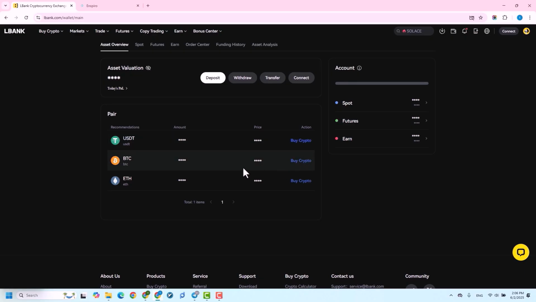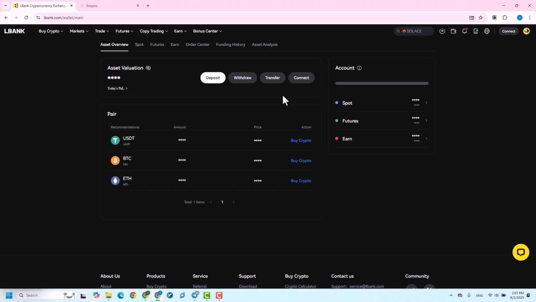Keep in mind that this section is very important for real-time evaluation of your investment value, and you can enter each tab separately for a more detailed review. For example, you can check only futures or only earn. Price and balance information are updated live in real time, and you can see the deposit, withdrawal, and transfer options in each section.